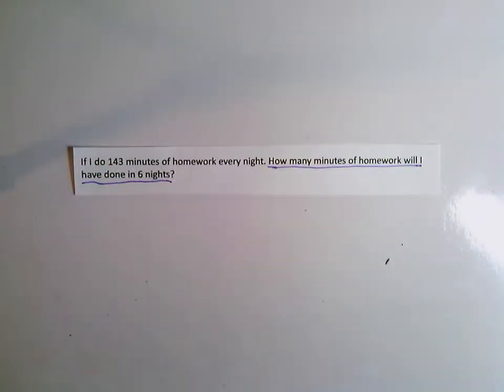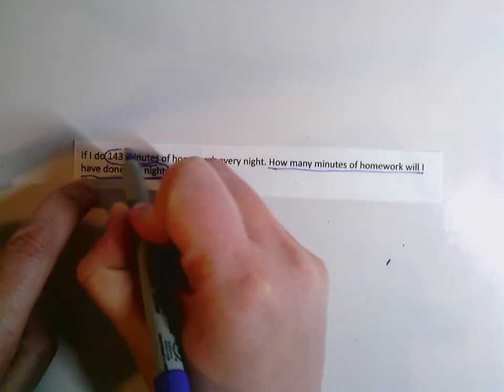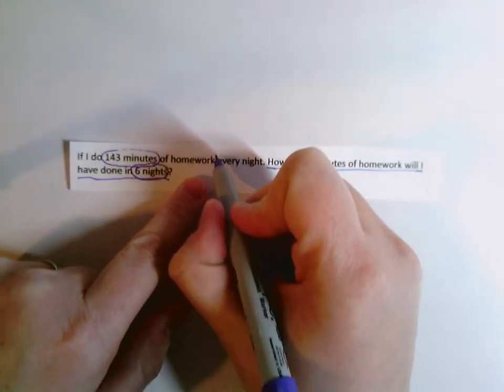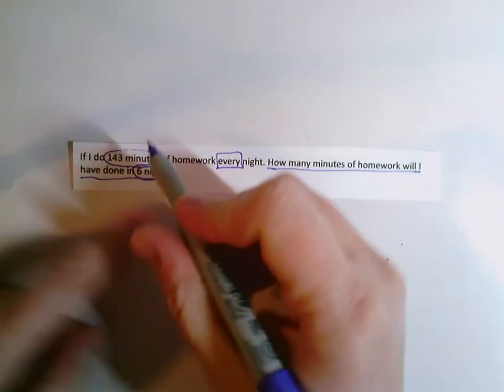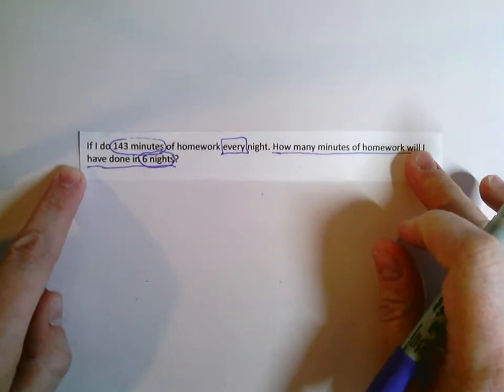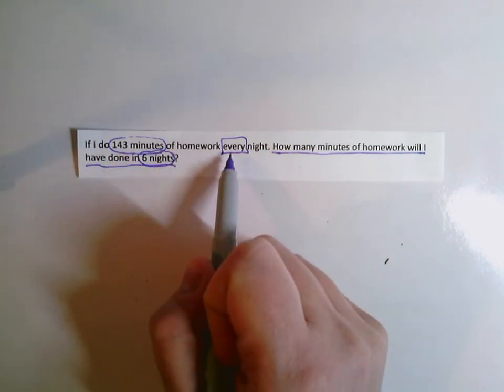Okay, well, let's go back and circle any important information that we're going to need to know to solve the problem of how many minutes of homework I will have done in 6 nights. Well, I know that I'm talking about 6 nights of homework, so I am going to use that 6. And up here I see I have 143 minutes, and each night, every night. So every night I do 143 minutes of homework. I want to know, how many will I have done in 6 nights? Well, if I do 143 every night, that word every is going to help me know I'm going to be multiplying, because every night I do 143.